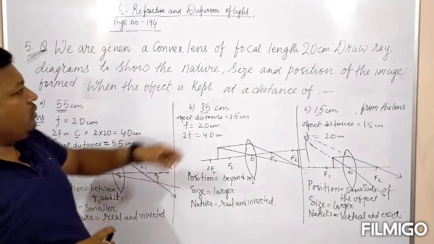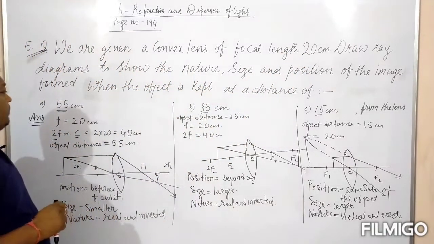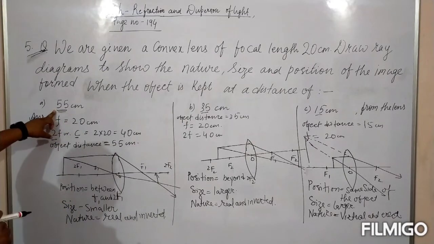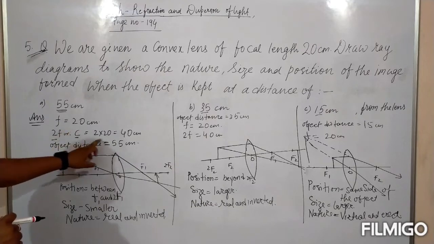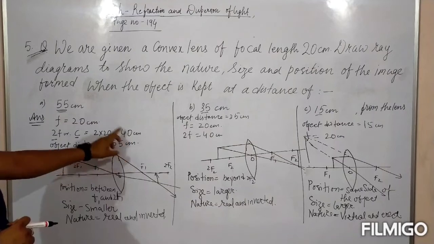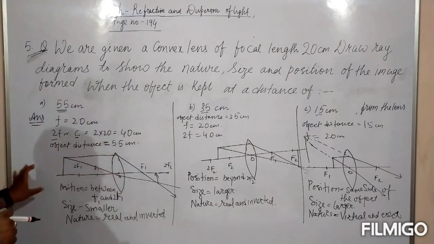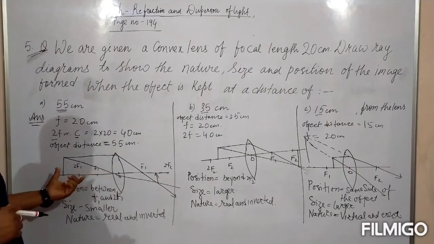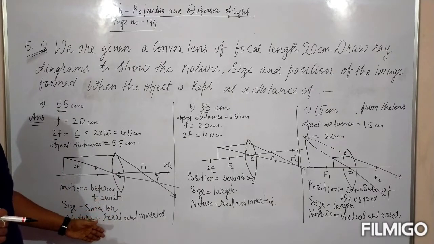One important thing: the focal length is given. When the focal length is given, it becomes easy. In the first case, the object is placed at 55 centimeter. Focal length is given as 20 centimeter, center of curvature is 40 centimeter, which is twice the focus. Object at 55 means the object is placed beyond the center of curvature, and we know the characteristic of the image in that case.